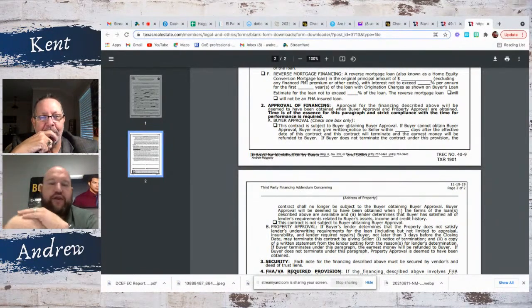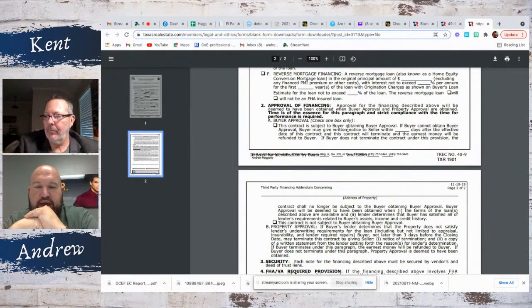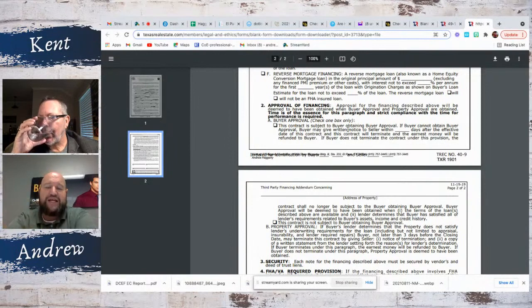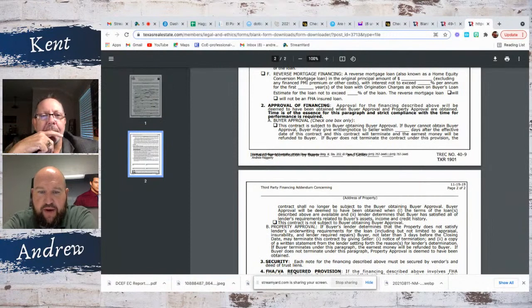And then you've got the other box available in paragraph A. If buyer does, his contract is not subject to buyer obtaining buyer approval. So if it's not a requirement, you're not going to put anything there. Property approval. This is a whole different game.